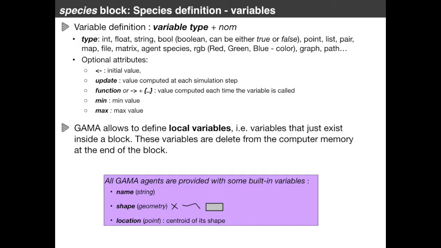In addition to the variables defined by the modeler, GAMA provides every agent with some built-in variables: a name, a shape that is the geometry of the agent, and a location that is the centroid of its shape.